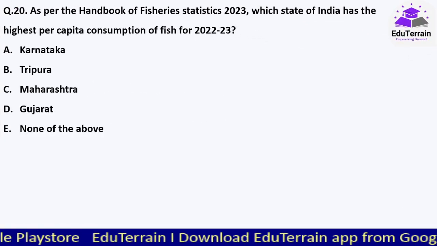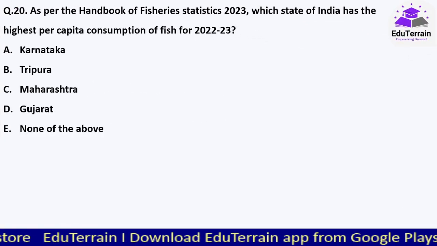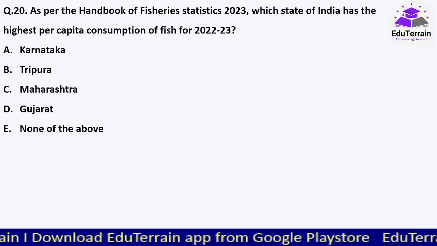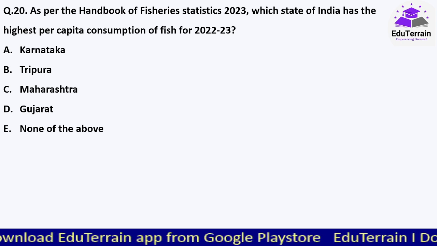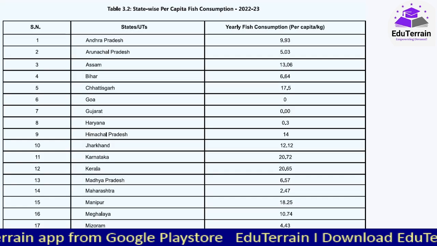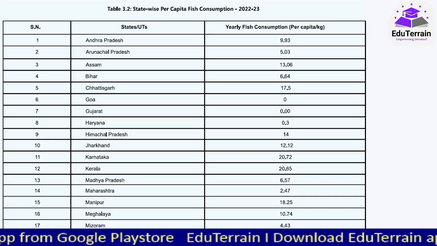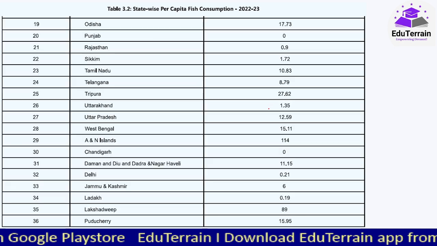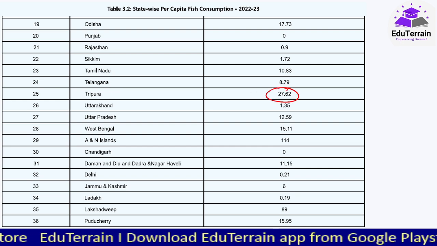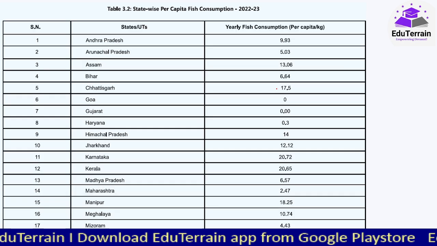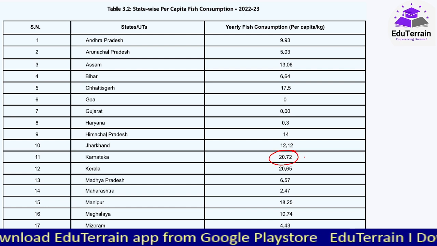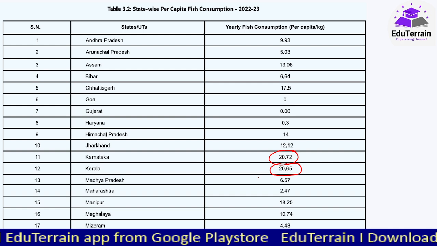Okay, now as per the same fishery statistics book, which state of India has the highest per capita consumption of fish? Now this is a little bit shocking because this state can nowhere be seen in fish production, but the consumption rate is very high, and it is Tripura. For the last 2 years also it is Tripura that is standing high, at 27.62. इसके बाद 27 के बाद आता है हमारा ये 20.72, that is of Karnataka. After that it is Kerala.